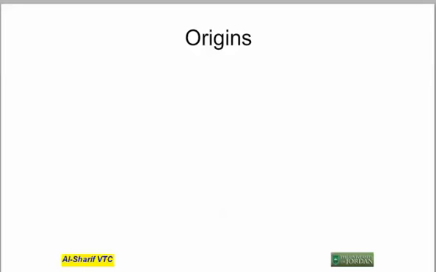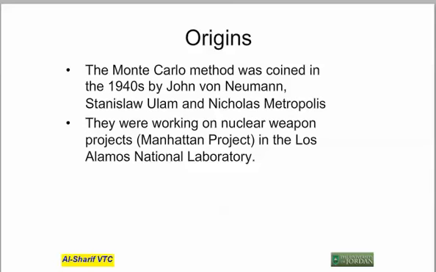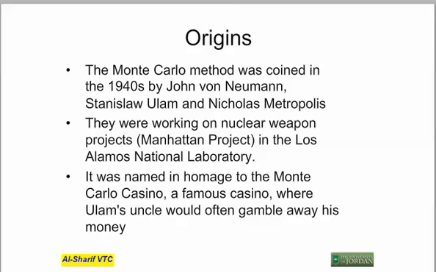Where does it originate from? Well, Monte Carlo simulation was coined in the 1940s by three scientists who were working on a project in Los Alamos: John Von Neumann, Stanislaw Ulam, and Nicholas Metropolis. They were working on the Manhattan project in the Los Alamos National Laboratory. And it is claimed that it was named after Monte Carlo, where Ulam's uncle would often gamble away his money, and hence the name Monte Carlo.